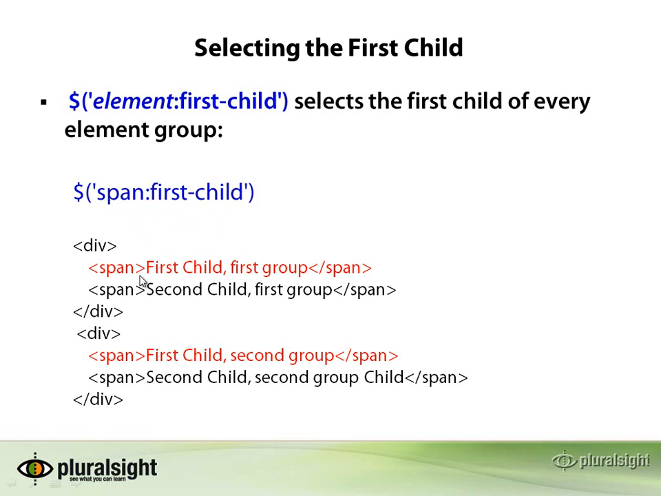And so if you look down here at the bottom, you'll see that we have two divs, and each div has two spans. But what we want to do is just select that first span within each parent.